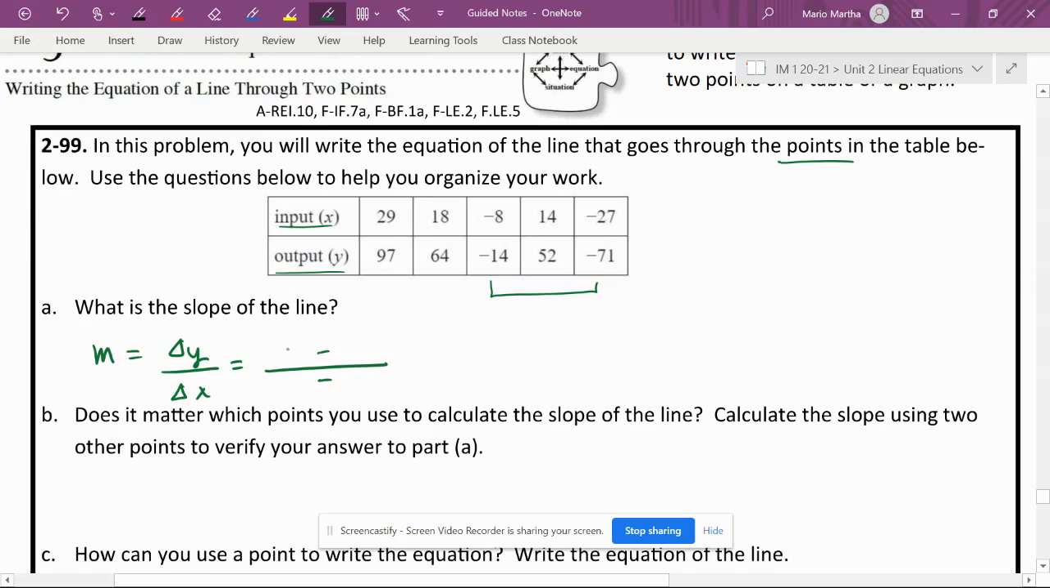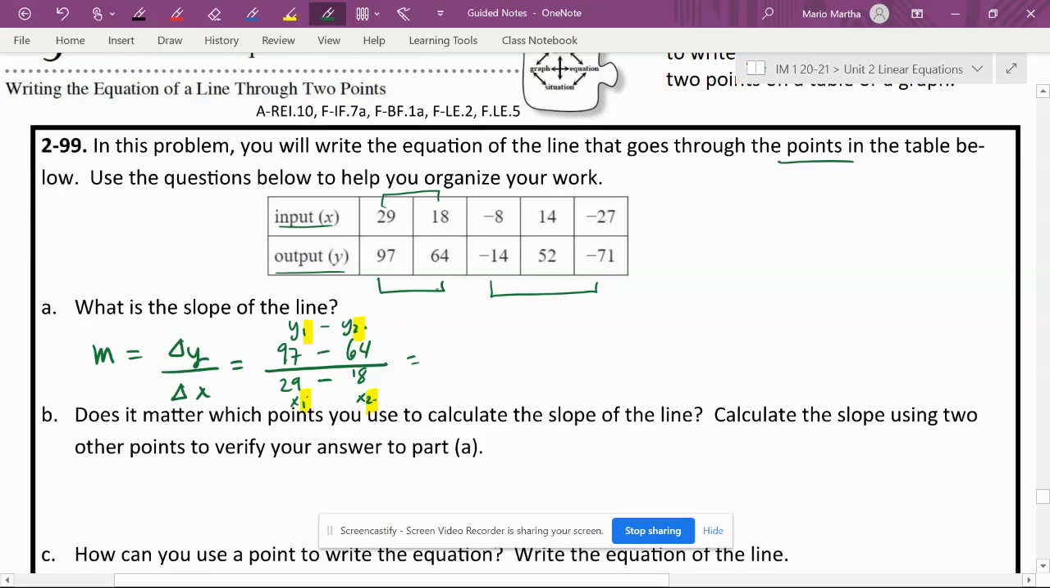So here, let's say we're using the first two. That's going to be 97 minus 64, so our y1 minus our y2, and then our x1 minus our x2, our first minus our second. So that's going to be 29 minus 18. It's very important that you don't change the order in these; they're always in the same order. It would not be y2 minus y1 over x1 minus x2. So make sure they always match up top and bottom.